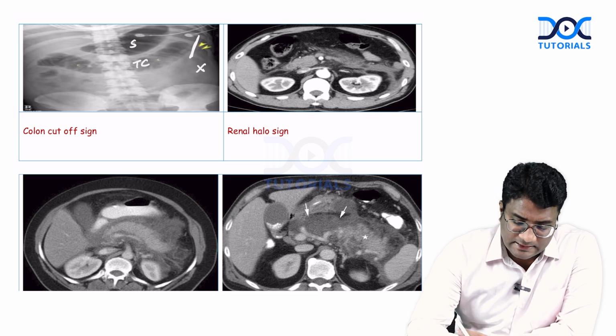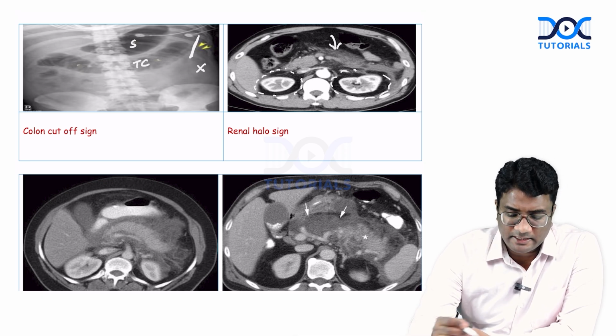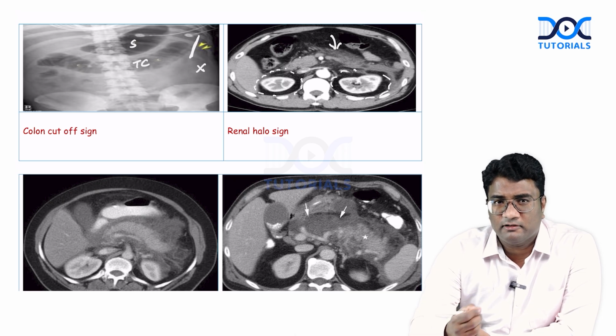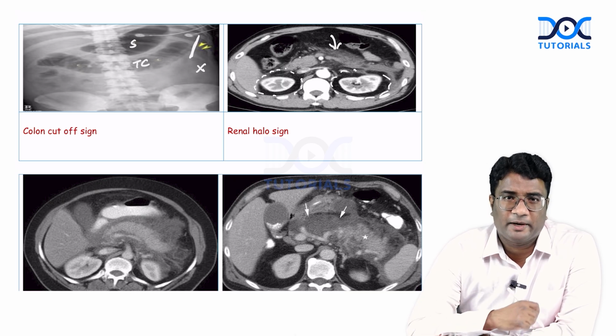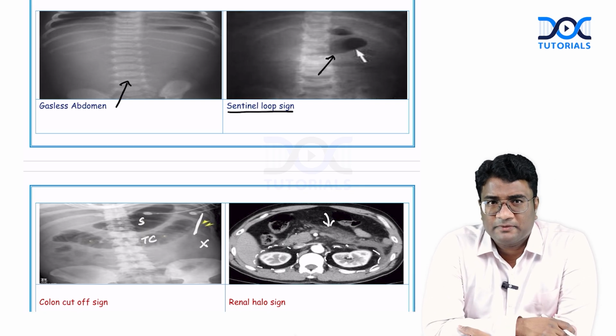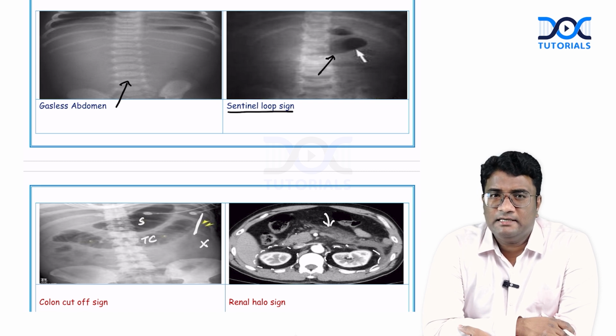And this is a CECT image. You can see a halo around both the kidneys. And look at the pancreas, there is edematous inflamed pancreas, and you are seeing the halo around both the kidneys. This is called as renal halo sign, also a CECT finding of acute pancreatitis. So, these are the findings that we have with acute pancreatitis. What are they? Gasless abdomen, sentinel loop sign, colon cutoff sign, and a renal halo sign.